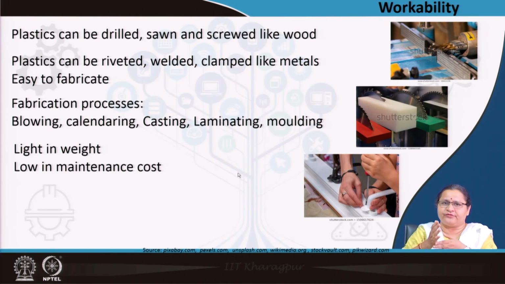Plastics can be sawn, drilled, screwed like wood. So, you see the versatility of the material. Sometimes I am comparing it with wood, sometimes with metals, sometimes with glass. You can fabricate it, you can blow it like glass, you can calender it, you can make sheets, you can cast it, giving it particular shape, you can mold it, you can laminate it.